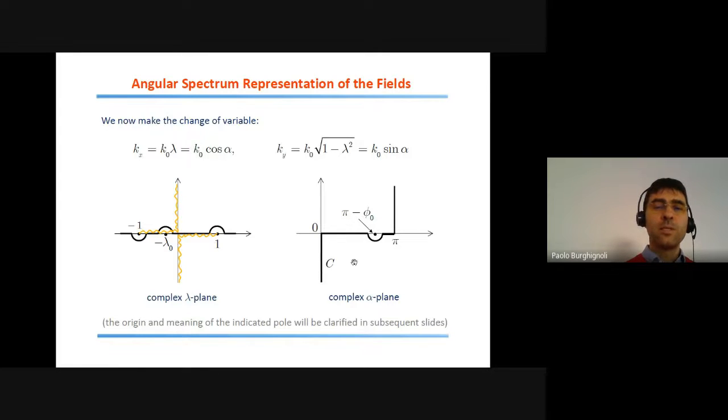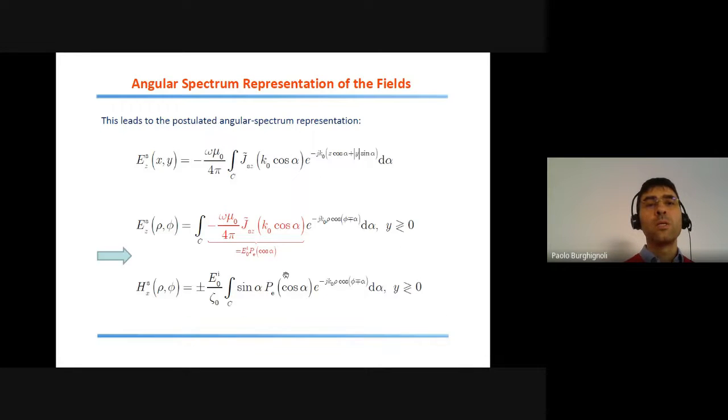So this is the integration path C if you employ the angular variable alpha. Now, let us insert this new variable alpha inside the inverse Fourier transform representation of the scattered electric field. What we get is that the argument of the spectrum current is now k0 times the cosine of alpha, and we also have the cosine and sine of alpha in the exponential that describes the propagation of the plane wave.